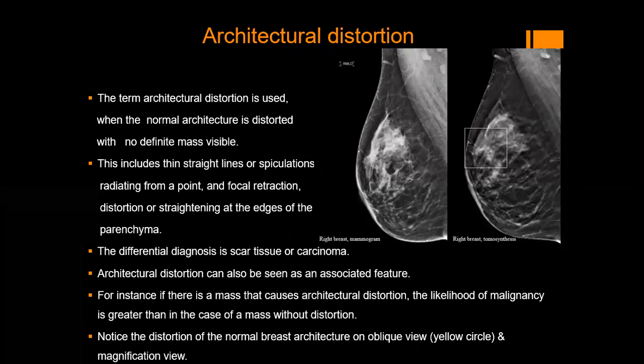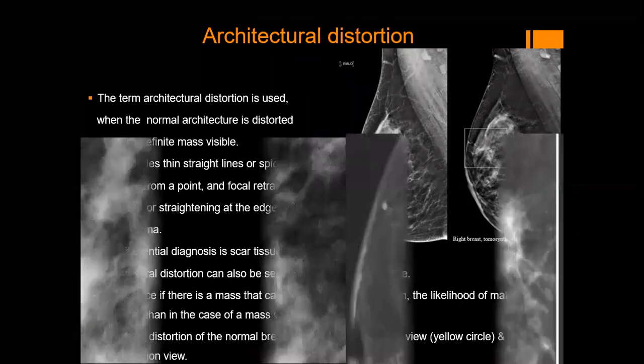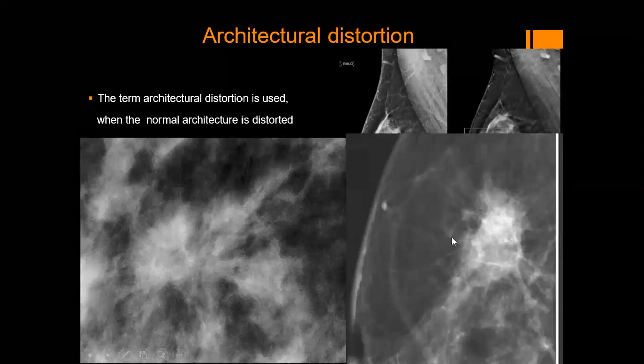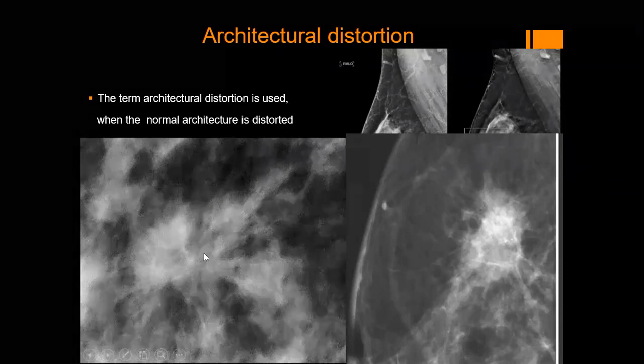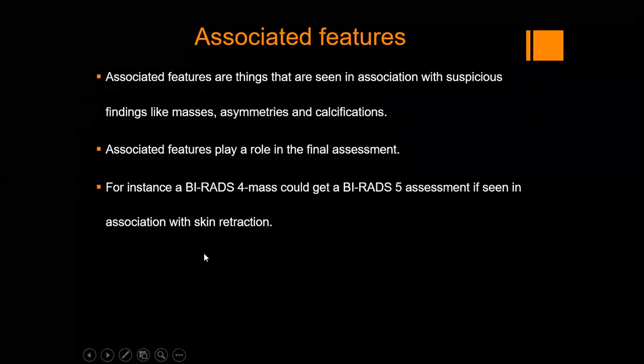If you have no history of this, then you have to consider it suspicious, or raise a suspicion for breast malignancy. And this is the difference between a spiculated mass with a dense center, where you see a convex border, while the center of architectural distortion is usually more lucent. These are spicules, some are associated with asymmetry, but the central part is less dense than the periphery.